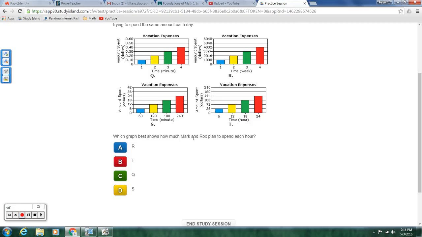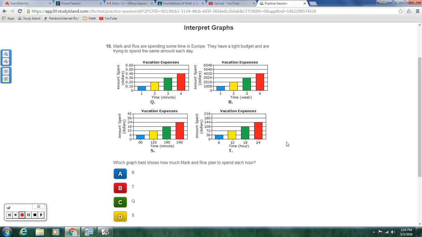Which graph shows how much Mark and Rox plan to spend each hour? So now they're on vacation, which one best shows how much to spend each hour? So this one's all in dollars, aren't they? Look down here, now they're in minutes, hours, and weeks. What does it say right here? They have a tight budget and are trying to spend the same amount each day. Take out weeks. Which one's weeks? This one? Okay. It says they have a tight budget and they're trying to spend the same amount each day.